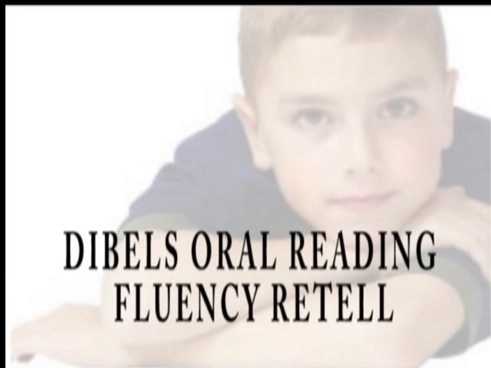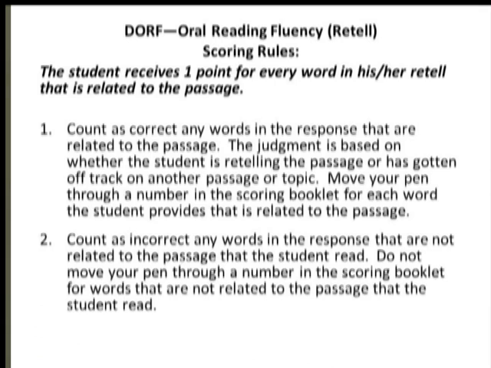The oral reading fluency retell directions can be located in your DIBELS Next assessment manual. They also may be found in the student scoring booklet. The scoring rules for the retell are: the student receives 1 point for every word in his or her retell that is related to the passage. This is a 1-minute timed reading.